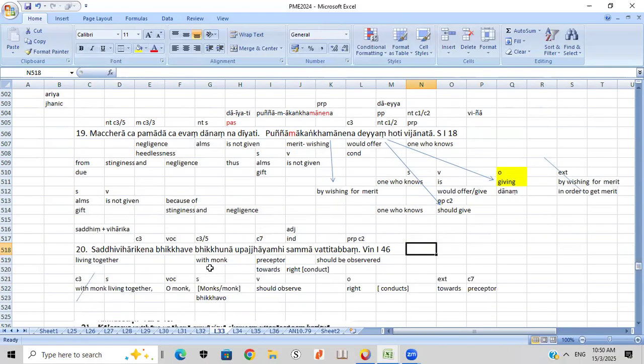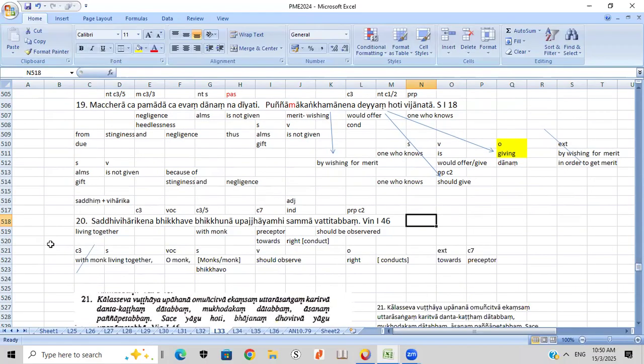Okay, number 20. It's very tough. But I tell you, it's very tough. I think you can still understand because you're quite advanced. For a beginner, I think this is really tough. So we will do number 20.